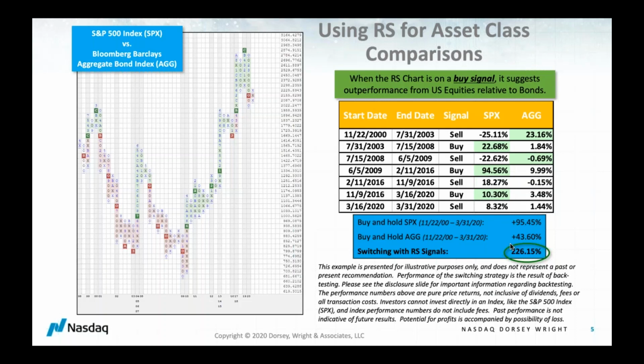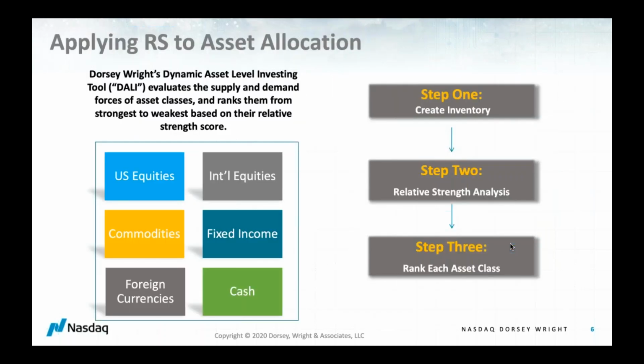So if we're looking at simply buying and holding the S&P or buying and holding the Ag, we can see that using this RS switching strategy offers a broad outperformance over both of them over the time frame, with the S&P up just over 95% from November of 2000 through Tuesday, and the Ag up 43% over the same time frame. But if you use the switching strategy throughout that time frame, you're going to be up 226%. So even though it's not going to be right 100% of the time, we do see here that the ability to tactically move, to switch signals and correct itself in a swift fashion, does generate that alpha over the time frame. So we have relative strength there from stocks against bonds.